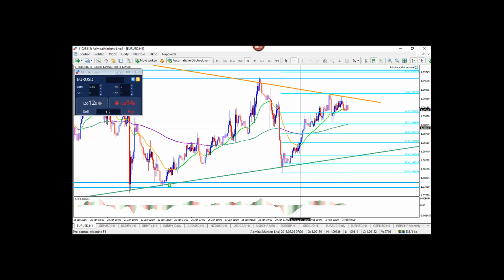We've seen a bounce here. We've seen a bounce here. We've seen a bounce here. So it could be again a bouncing spot. Actually, price has already bounced, but the question is how far will it move down? And from my point of view, it could definitely go to the 78.6 fib or 61.8 fib.